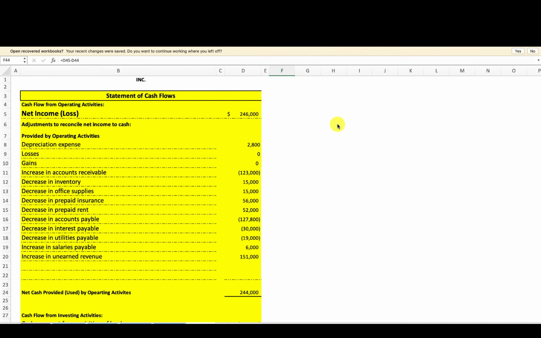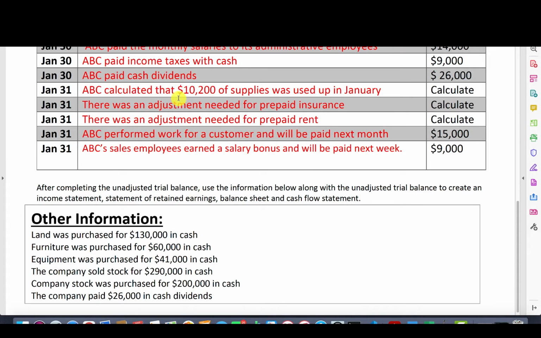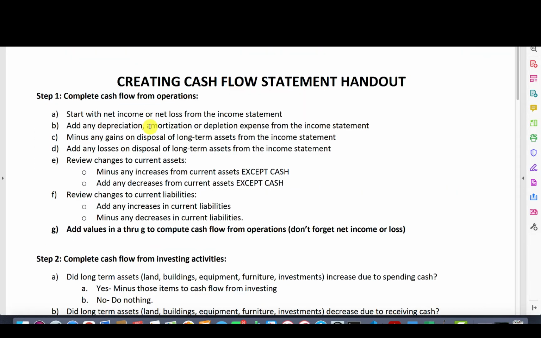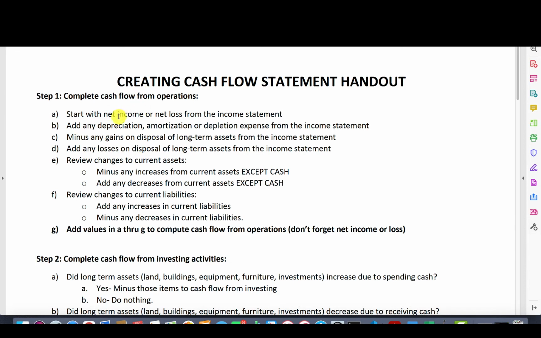In this video, we're going to do the last statement, which is the statement of cash flows. In the statement of cash flows, we have to first finish the income statement, the statement of retained earnings, and the balance sheet. And now we do the statement of cash flows. When you're doing it, you should use the steps to creating the cash flow statement. The chapter 16 handout on how to create the cash flow statement is going to help you, right?